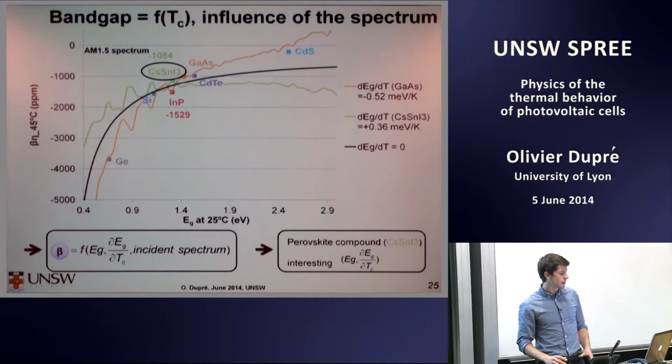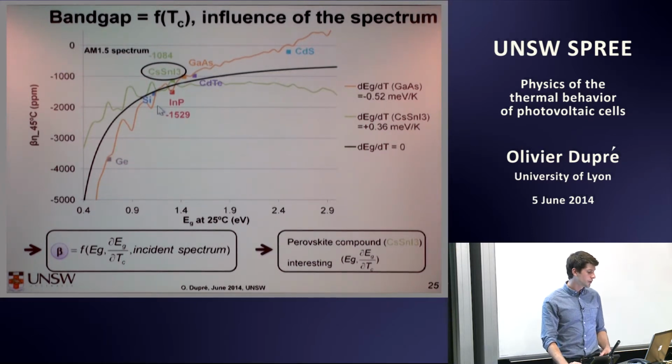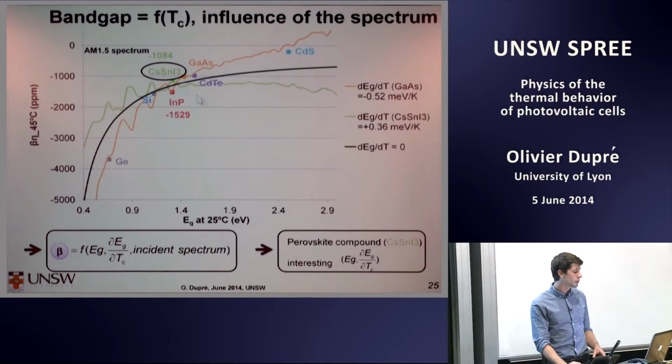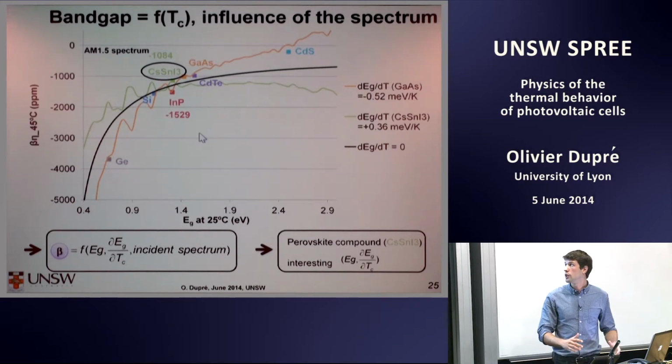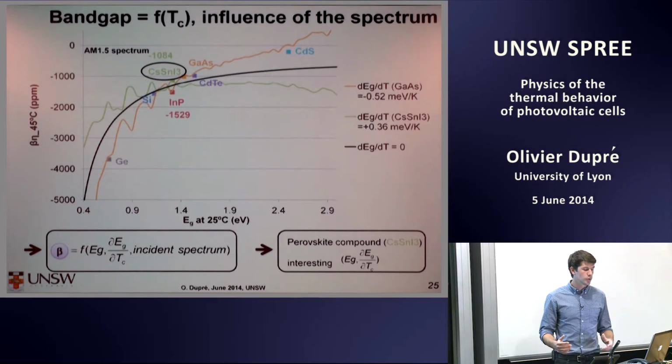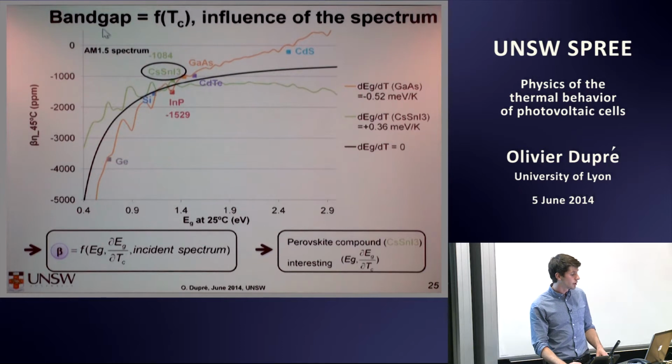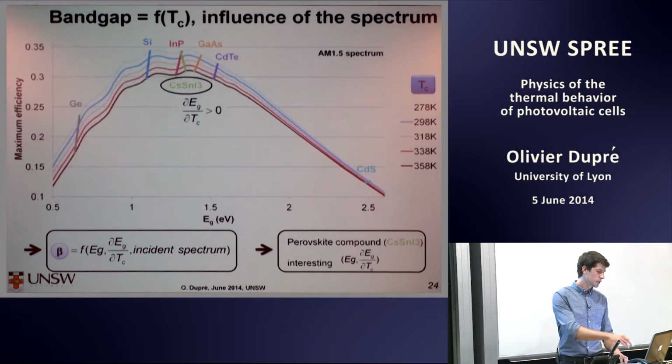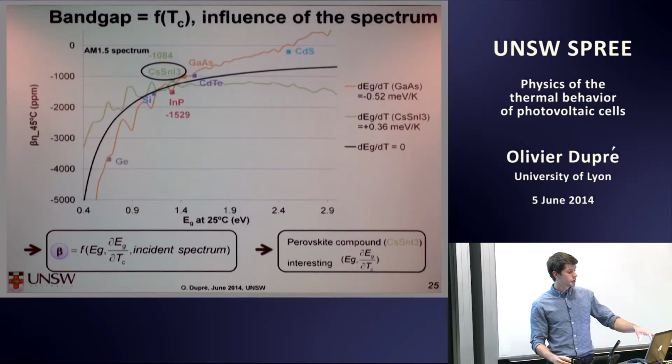So here is plotted the temperature coefficient of those different semiconductors, and we see that those that were on the left side of the optimum have temperature coefficients that are worse than predicted if you don't take into consideration the variation of band gap with temperature. And those whose band gaps were larger than the optimum on our previous slide have temperature coefficients that are actually better than expected.